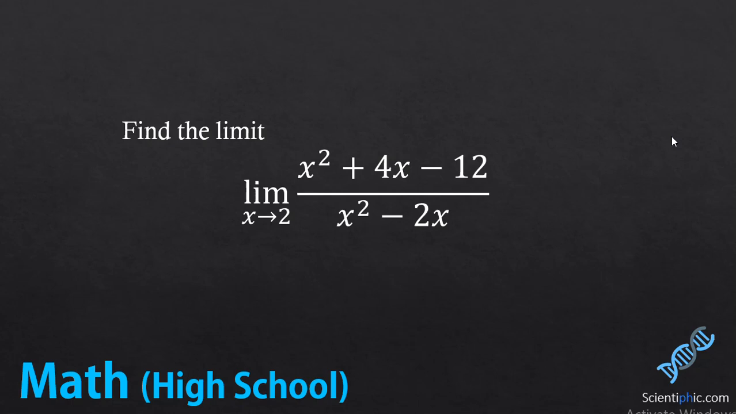Hello everyone. Today we have a limit that we want to solve. The limit is (x squared plus 4x minus 12) divided by (x squared minus 2x) when x approaches 2. Okay, so let's start with solving this problem.